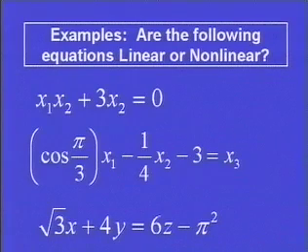Next, we have the square root of 3 times x plus 4y is equal to 6z minus pi squared. You notice that the square root does not extend over the x. So we have the square root of 3, which is a number, times x plus 4y. Those are all fine. This is a linear equation. The pi squared, pi is about 3.14. If you square that, you do get a number, so this truly is a linear equation.